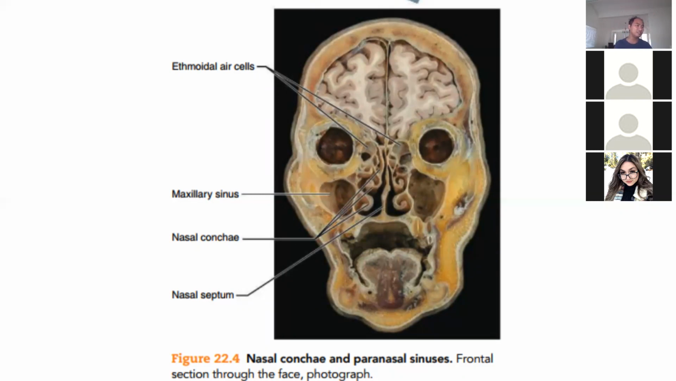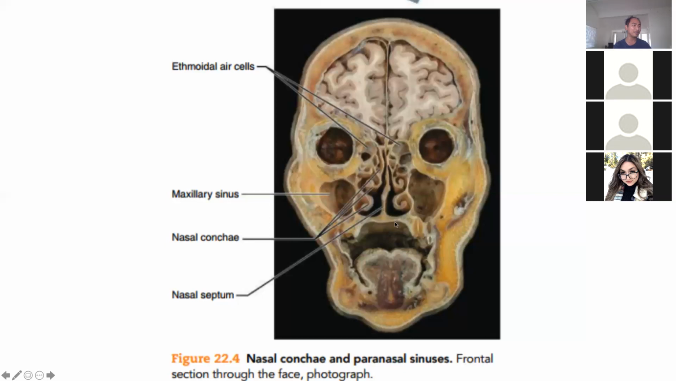So look at these nasal conchae. These are bony ridges coming from the side wall of the nasal cavity, curled to increase the surface area so that we can filter the air as much as we can within a confined, limited space. And don't forget, the right and left sides of the nasal cavity are separated by the internasal septum. Look at that, that is amazing.